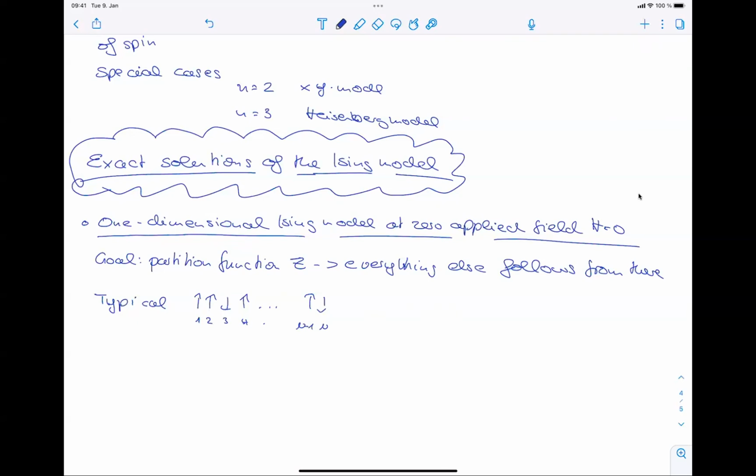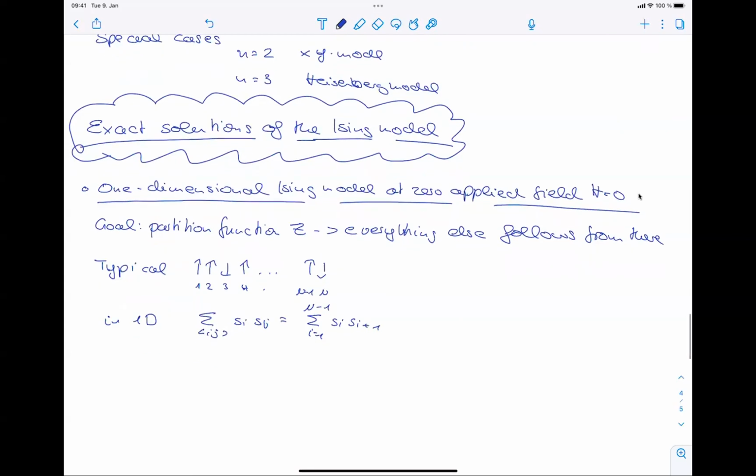And so in one dimension, since my spins are ordered, the sum over nearest neighbors, Si Sj, is actually a sum over i of Si Si plus 1, where I start with i equal 1 and go up to n minus 1. And so then I can write down my partition function as the sum over all possible states.